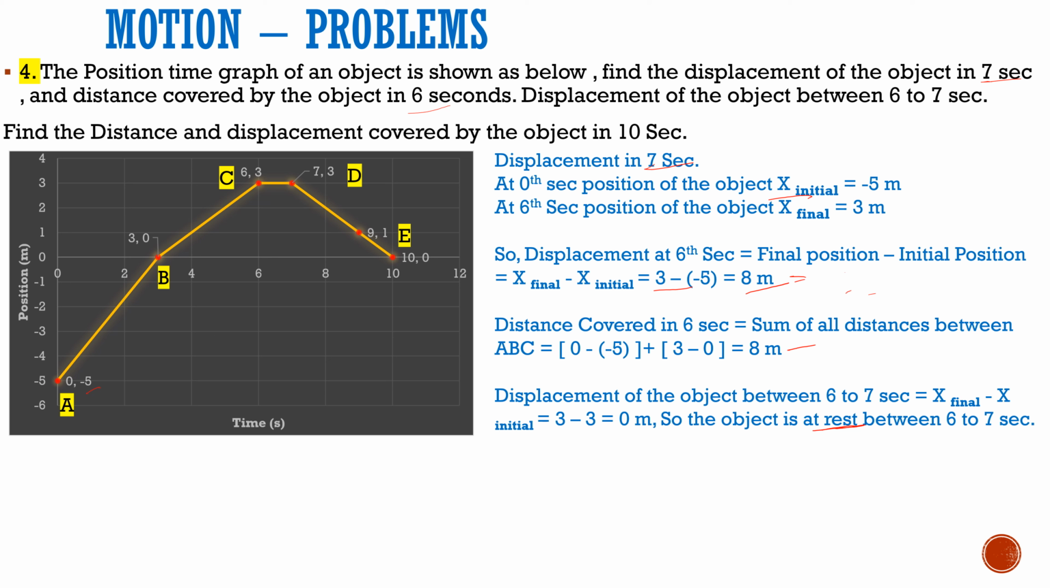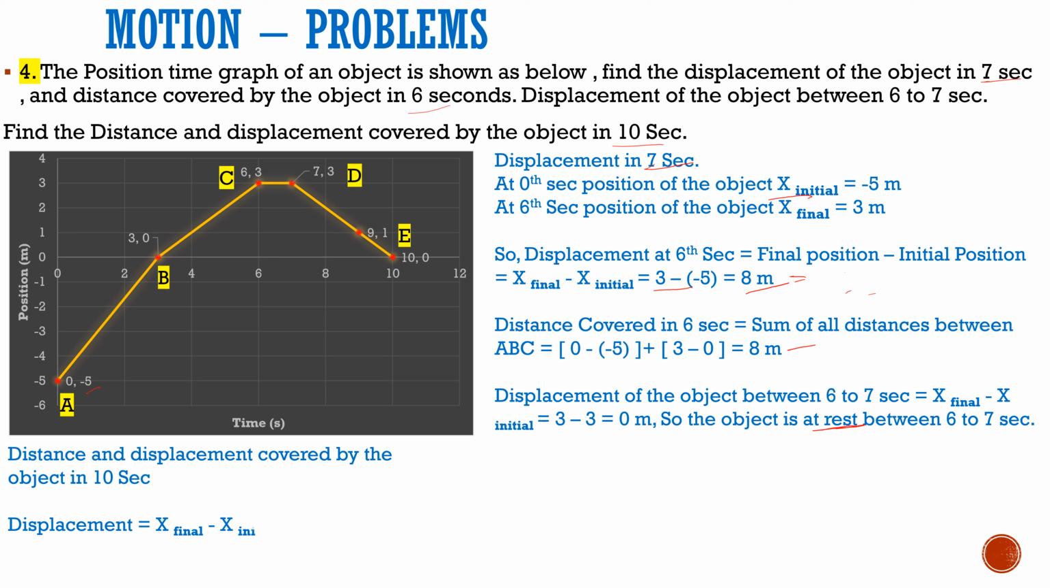Now going over to the final one. We need to find the distance and displacement by 10 seconds. For displacement, we can simply say the final position at the 10th second minus the initial position at the 5th second. So as simple as 0 minus minus 5 is what we get as the displacement by the end of 10 seconds. But when it comes to distance, as we already know, we need to respect each of the individual journeys or intermediate hops it has gone through.